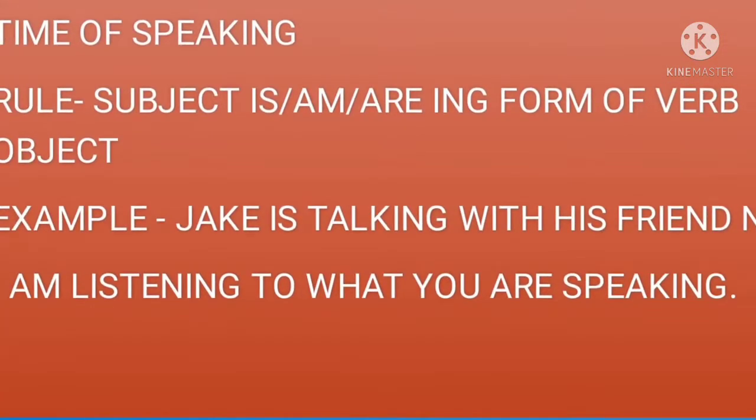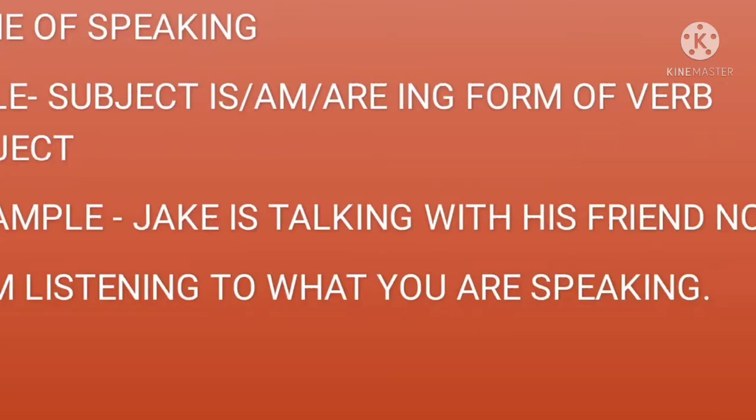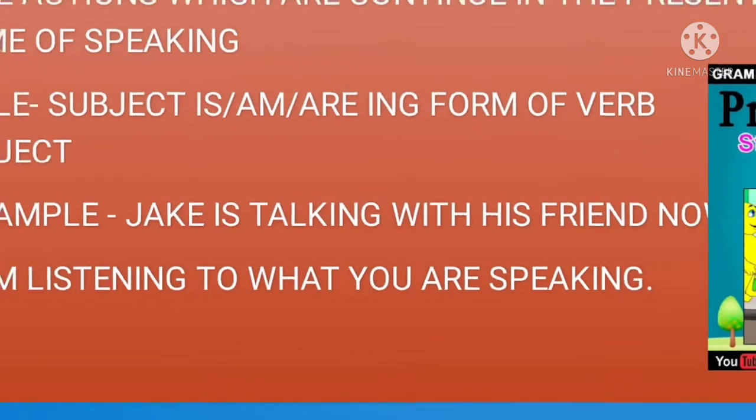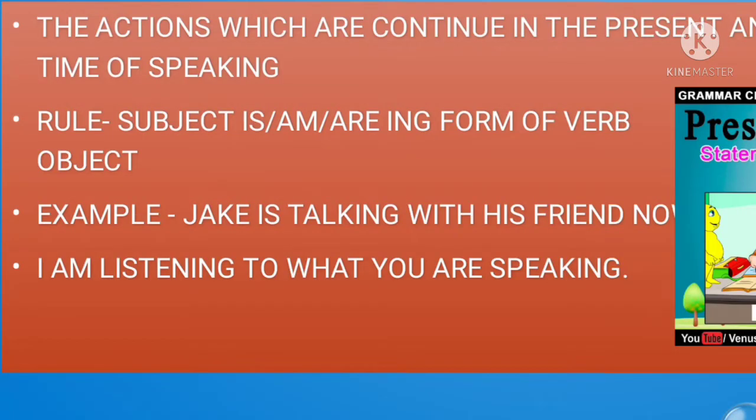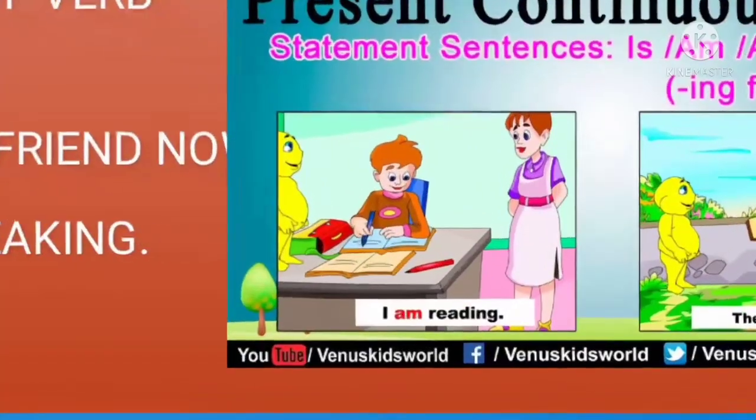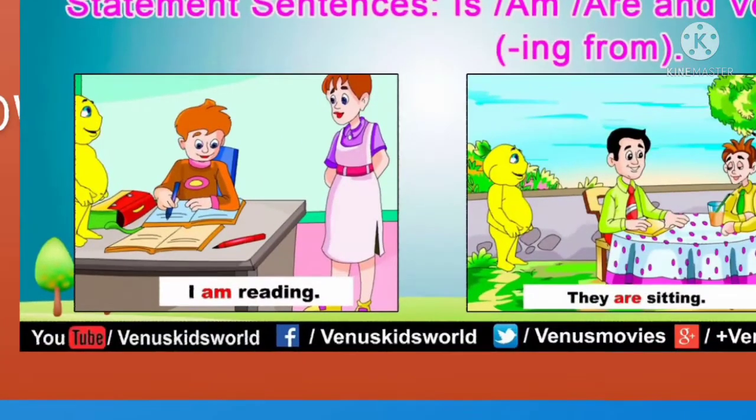Now see the examples. Jack is talking with his friends now. The word now shows the activity is going on. I am listening to what you are speaking at the moment. At the moment shows the action is going on, and I am speaking with you. Here you see the ing form of the verbs: listening, talking. Then here you will see reading, and here you will see sitting.